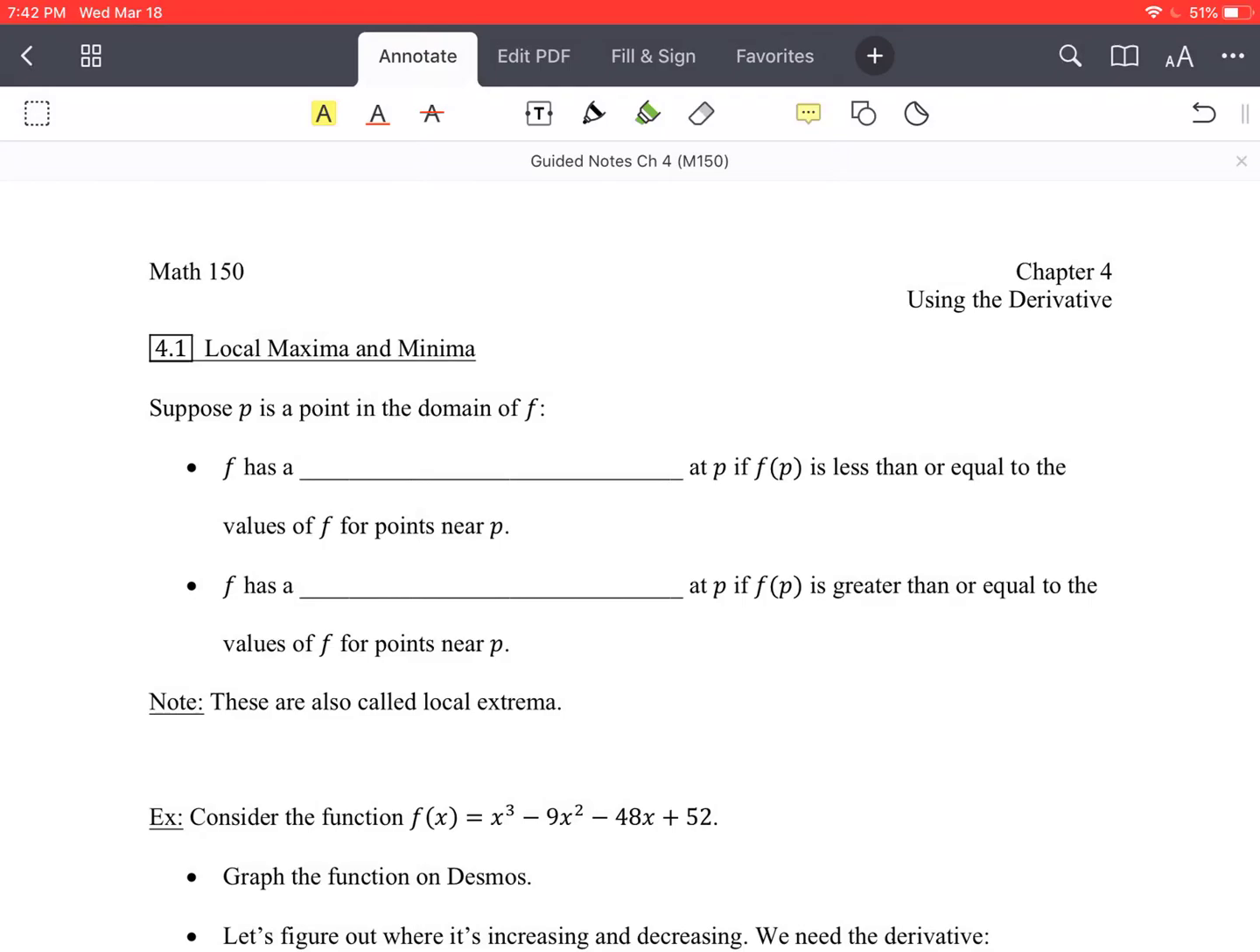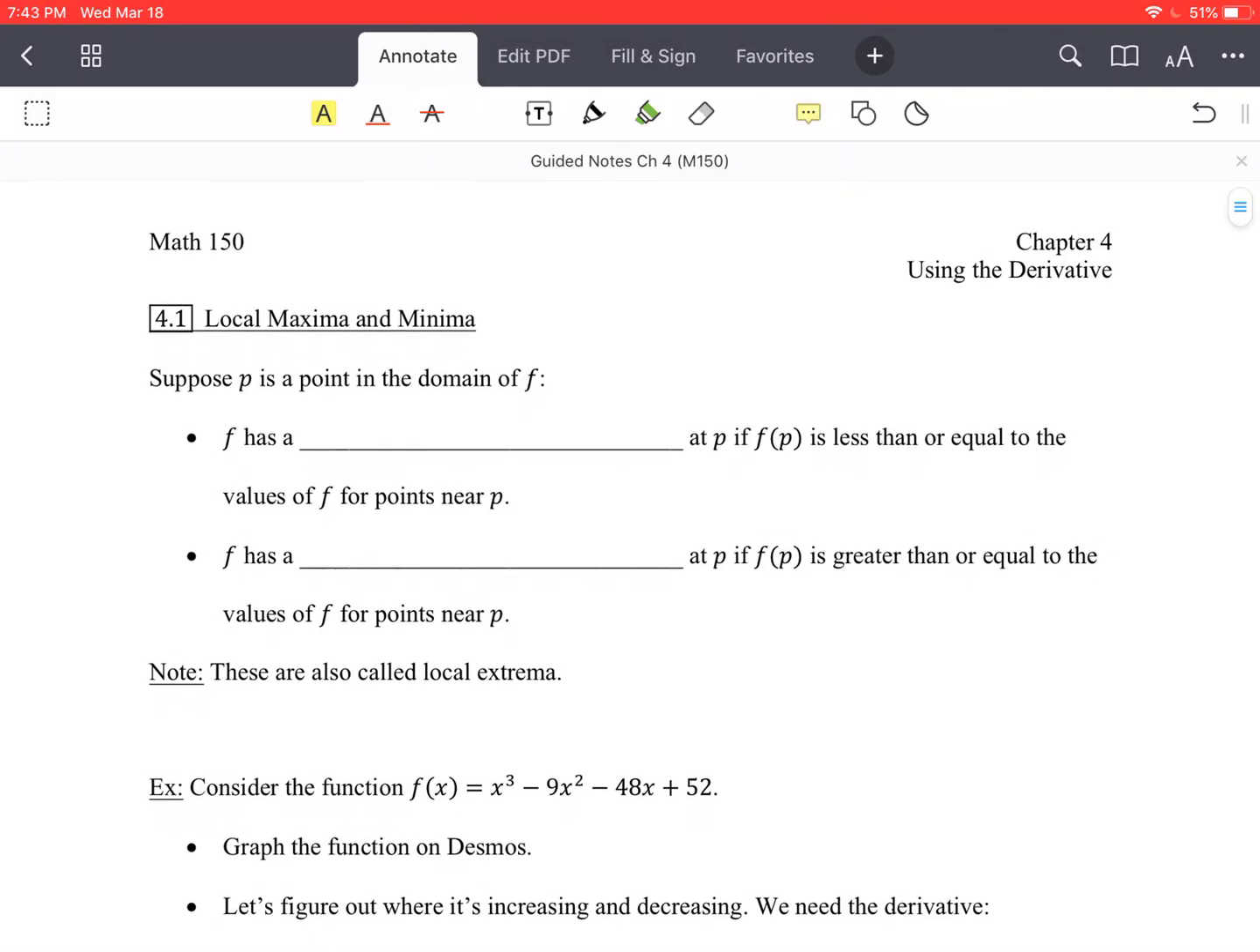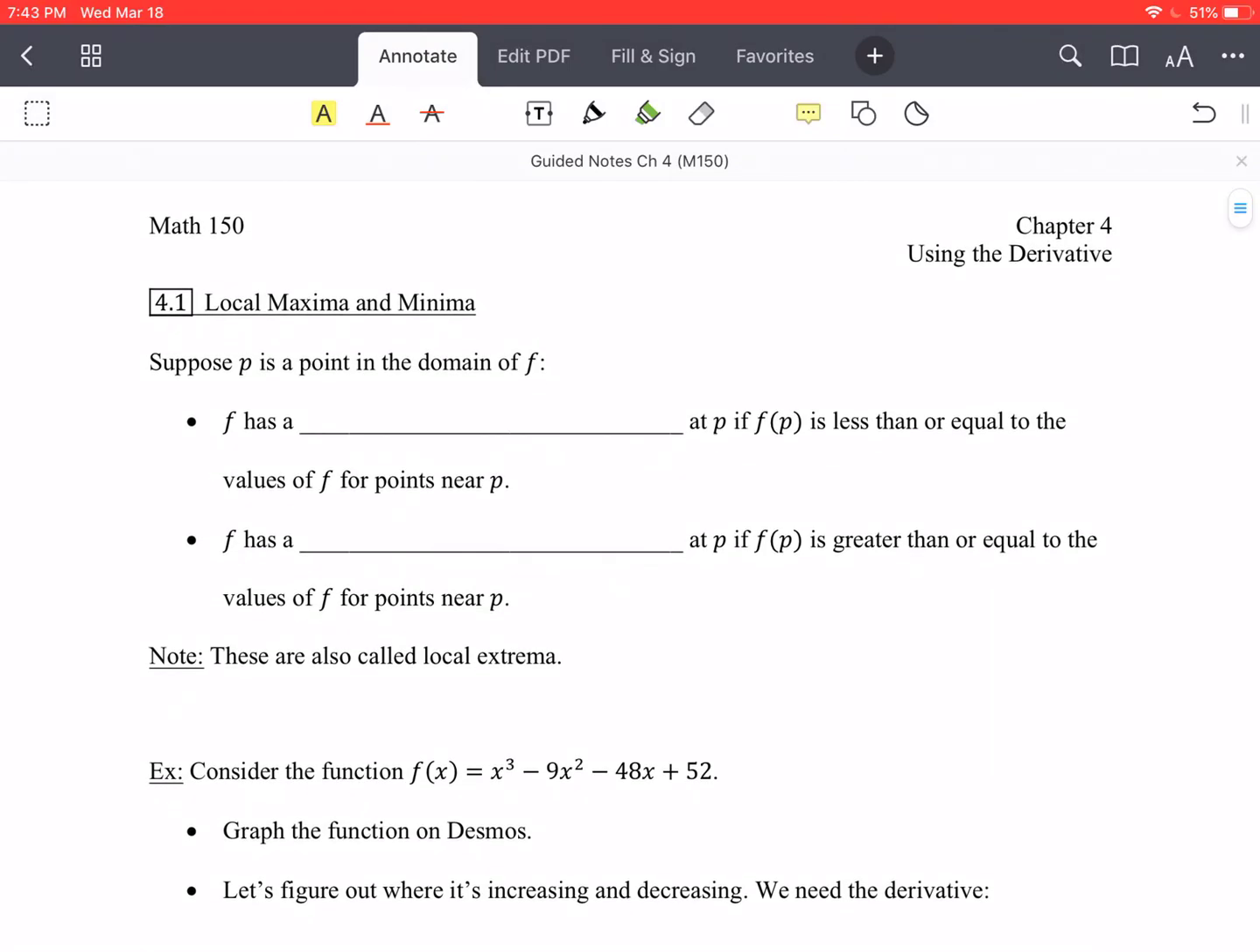So in Chapter 4, we're looking at uses of the derivative. The primary topic of discussion here is the concept of maximum and minimum values, because maximizing and minimizing is a very huge application of calculus that we have. So to start off, we're just going to define some of these terms here.